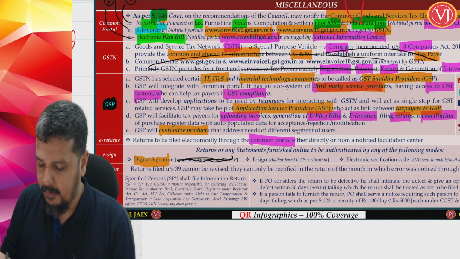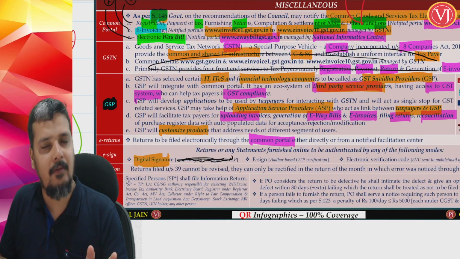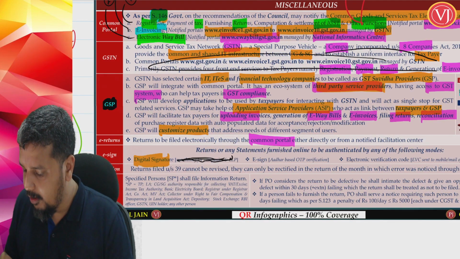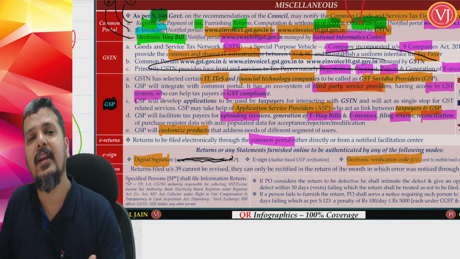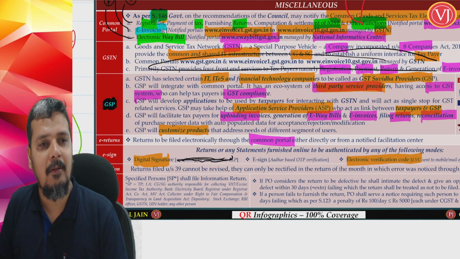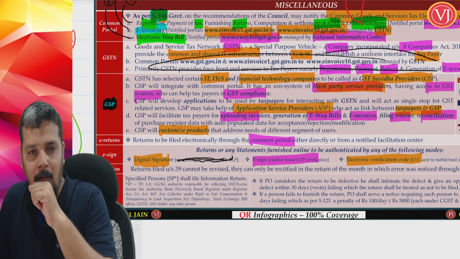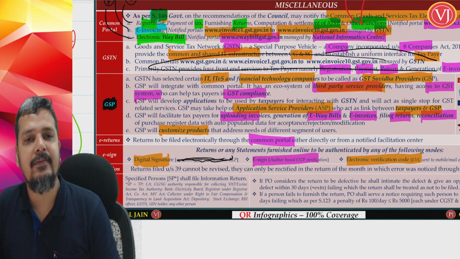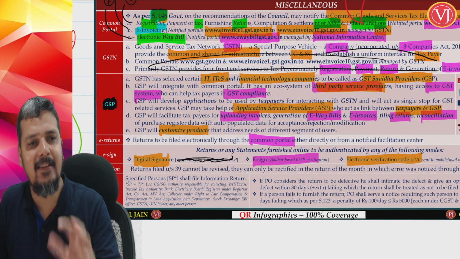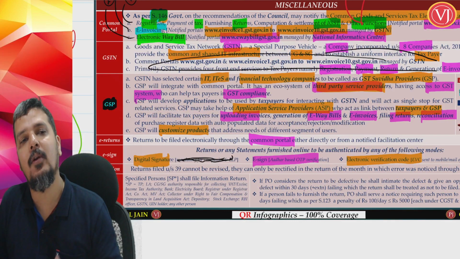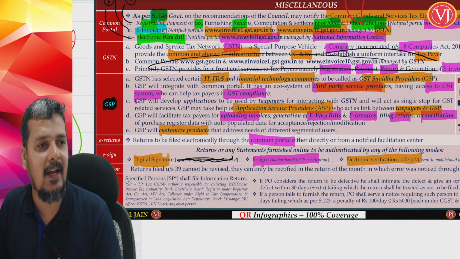Either you can e-verify the returns or any other document that you file on the portal by way of digital signature certificate, or something called electronic verification code, which will send a one-time password to your registered mobile number and mail ID. Theoretically, there is also something called e-signature, similar to your EVC, where the OTP will go to your Aadhaar-based number, whatever number you have given on the Aadhaar. Practically, as of now, they have not tested it.